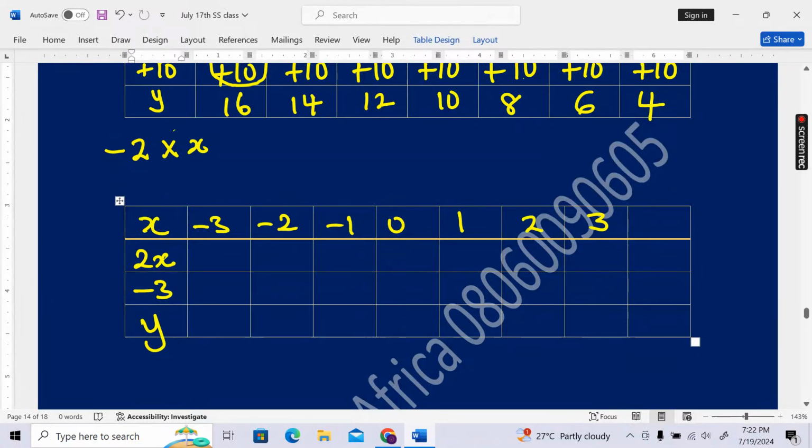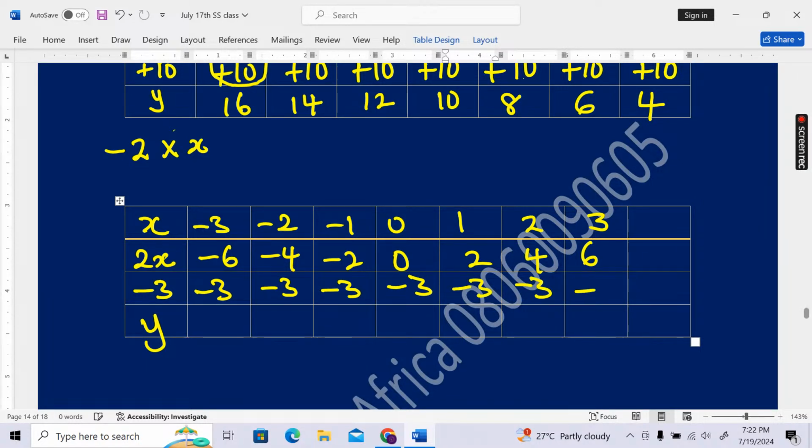So 2x means 2 times x. So 2 times minus 3, that's minus 6. 2 times minus 2, that's minus 4. 2 times minus 1, that is minus 2. 2 times 0, that's 0. 2 times 1, 2. 2 times 2, 4. 2 times 3, 6. Now, minus 3 is a constant. So all we need to do is just to write out minus 3 all through.